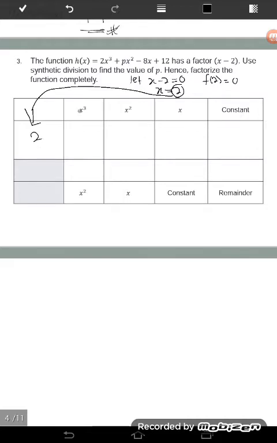So here is 2, and then the coefficient of x cubed which is 2, the coefficient of x squared which is p, the coefficient of x which is negative 8, and the constant here is 12. And then bring down number 2, times with 2. Okay, so we'll obtain here 4, and then p plus 4 which is equal to p plus 4.